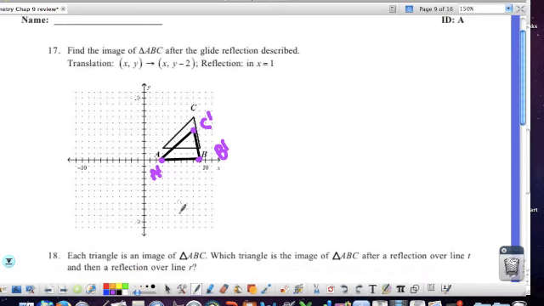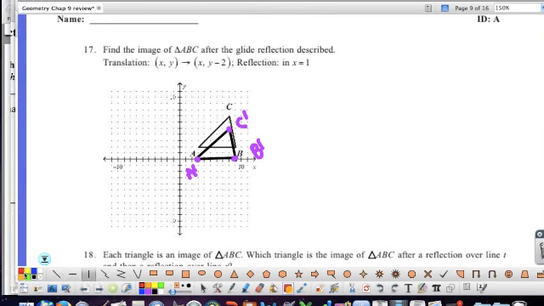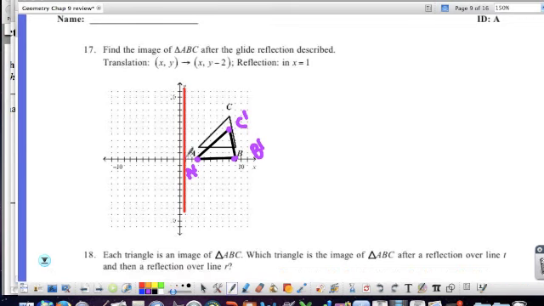And we want to reflect it in the line x equals 1. So to help me out here, I'm going to change the color because that'll be more exciting. X equals 1 is that line there, correct? Okay. So now, A is 2 spaces to the right, correct, of that line. So now I'm going to put the new A, I wanted it to be red, 2 spaces to the left. That's going to be A double prime, correct?